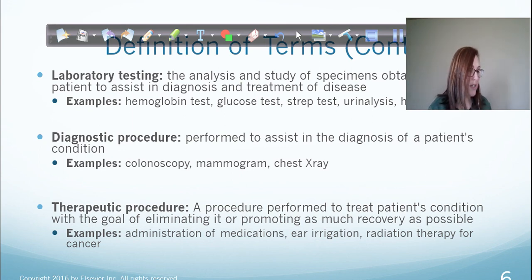A therapeutic procedure is used to treat a patient's condition with a goal of eliminating that condition or promoting as much recovery as possible. So maybe they get a medication. So that patient who comes in with a positive strep test, they're given a medication as their therapeutic procedure. Maybe someone gets ear irrigation. Radiation therapy is often therapeutic. For cancer, it often eases pain or shrinks their tumor.